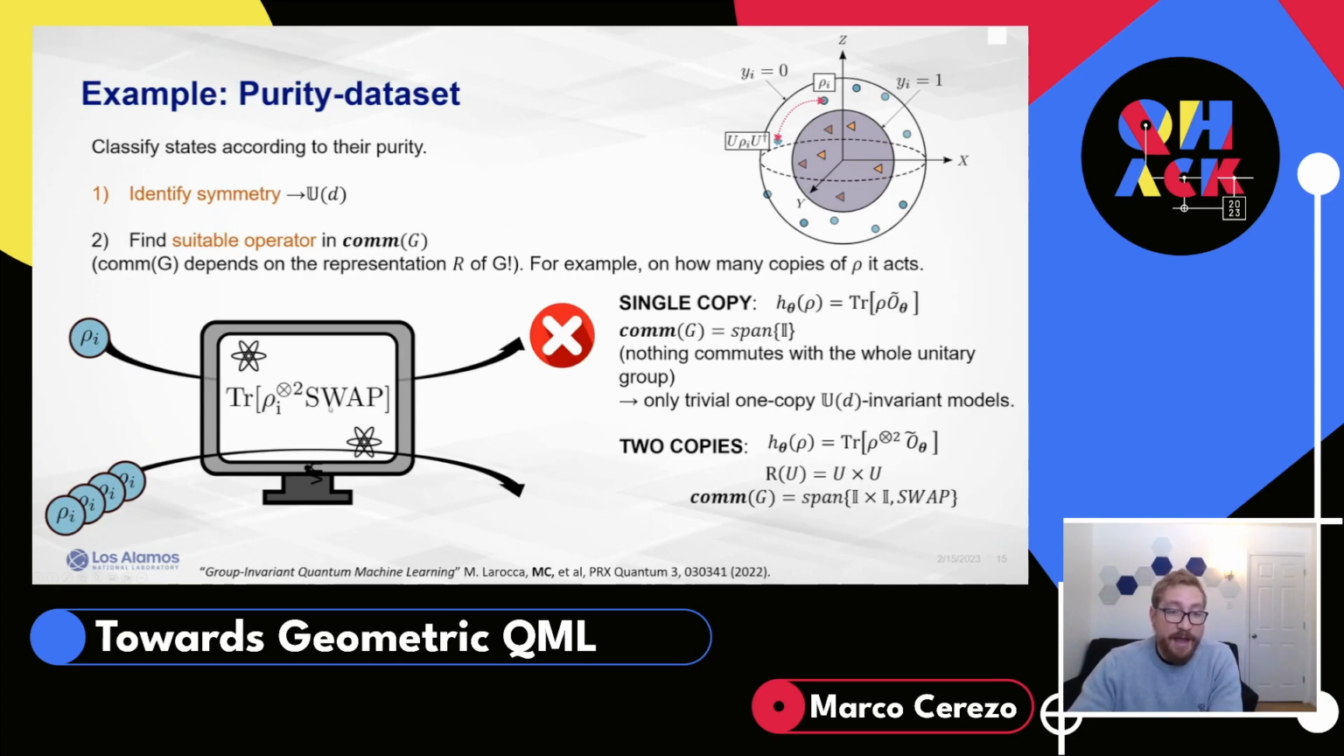And what happens if I actually pick swap? Well, we already know that if you pick swap, the trace of swap with rho tensor 2 is just the trace of rho squared.